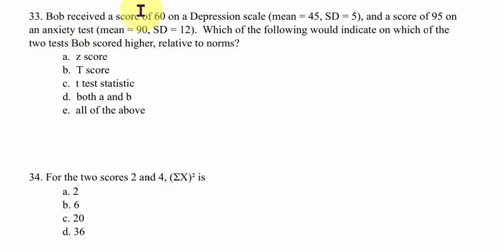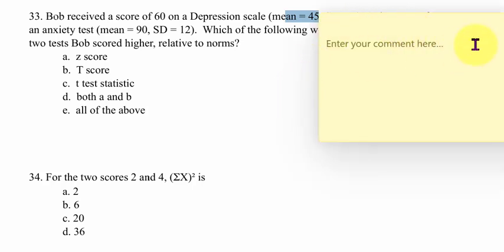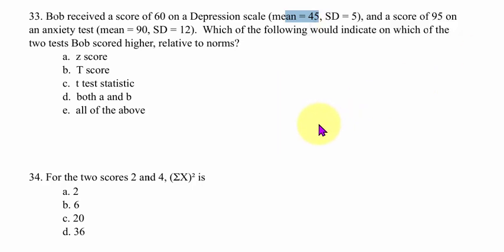All right, good old Bob got a score of 60 on a depression scale, but the average is 45 and the standard deviation is 5. Good. And then he took an anxiety test. He got 95 with the mean of 90 and a standard deviation of 12. Which of the following tests would indicate which of the two tests Bob scored higher on? Z-score. Boom, that's the answer.